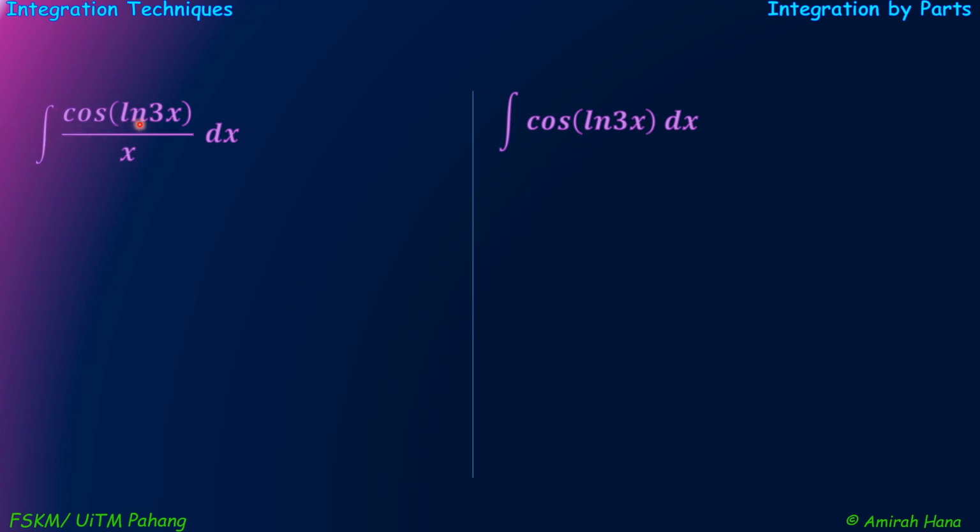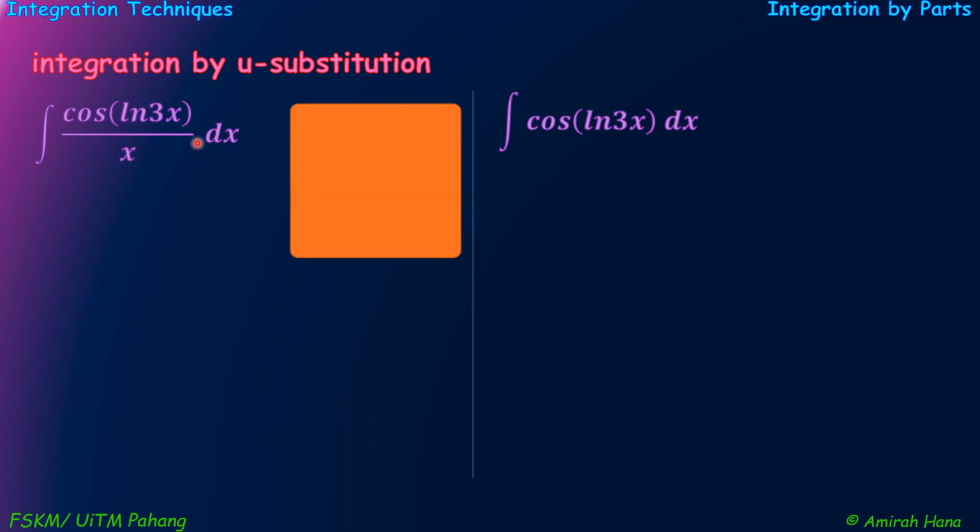Alright, to integrate cos ln 3x over x dx, let's say we integrate by u substitution. Every time we integrate using u substitution, we need to identify u. Let's say we choose u equals ln 3x. We differentiate u with respect to x, so du over dx equals 1 over 3x times 3, and after we simplify the 3 here and the 3 in the denominator, we get 1 over x.